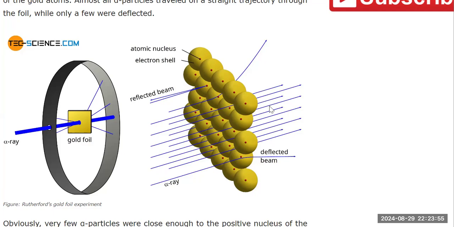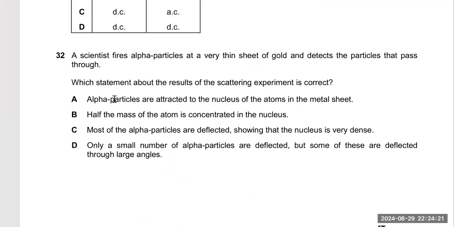That is why a maximum number of alpha rays move without any deflection in a straight path, a small number are deflected through a large angle, and only a few are deflected back, or bounce back in the same direction, as you can see in that diagram. Okay, this is a little bit of an idea for that question.